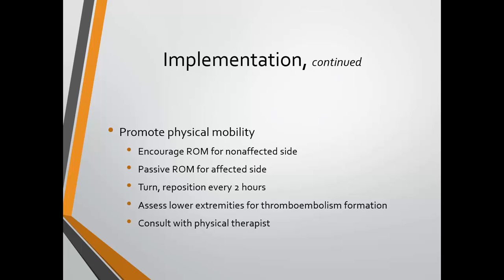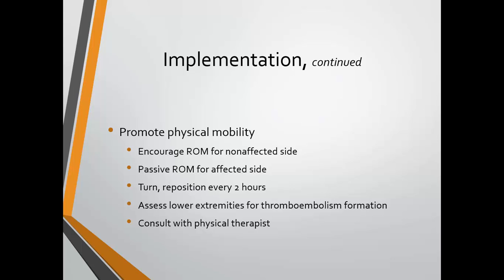Promoting physical mobility. You want to encourage active range of motion for the non-affected side at least every 4 hours, and passive range of motion for the affected side. And so the nurse and the physical therapy can help with those passive range of motions. You want to turn and reposition them every 2 hours to help maintain body alignment and support extremities with pillows, elevating the head of the bed 30 degrees. That helps with aspiration risk. It also helps facilitate breathing.